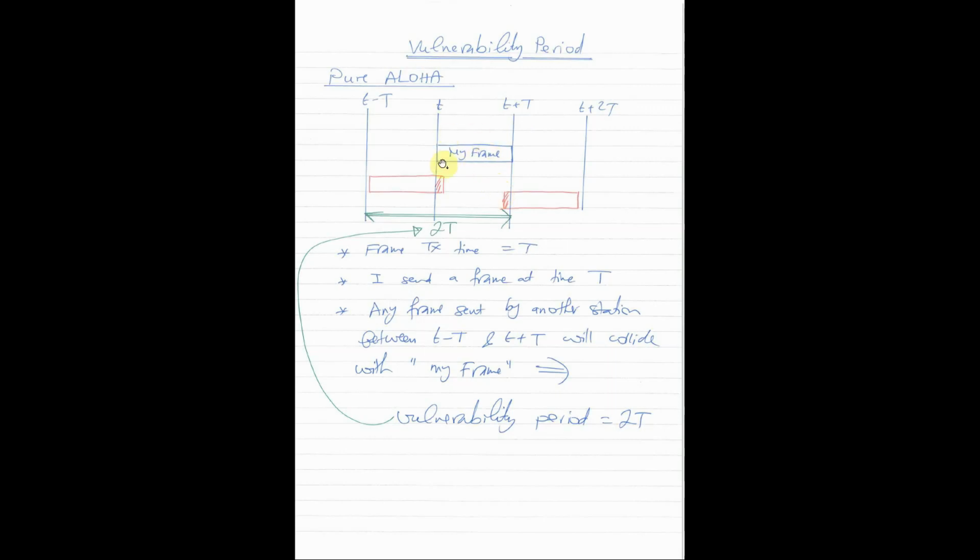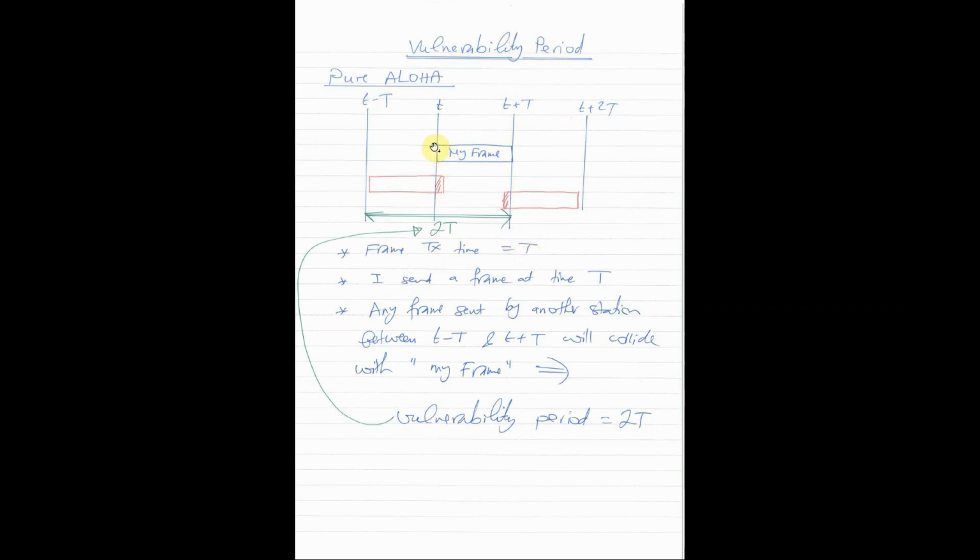Now imagine that I'm sending my frame. To understand this better, let's assume some times. This is time little t, an arbitrary time at which I start sending my frame. The next time is t plus capital T. The next is t plus 2 capital T. The time before little t is t minus capital T. So we assume in this example that the frame transmission time is capital T.